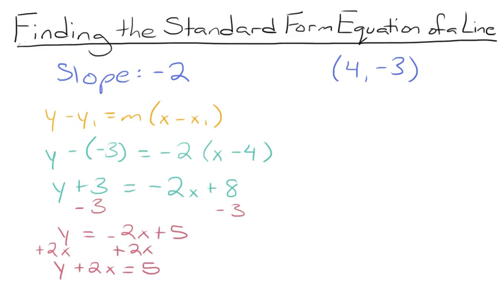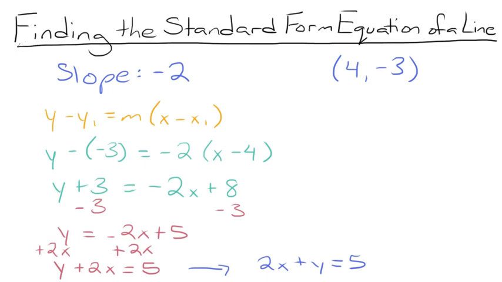Finally, all we have to do is switch our two terms on the left side. So this will become 2x plus y equals 5. Remember, we can do that because of the commutative property of addition. Now we need to check and make sure that a is a positive integer. It is, so this is our final answer.